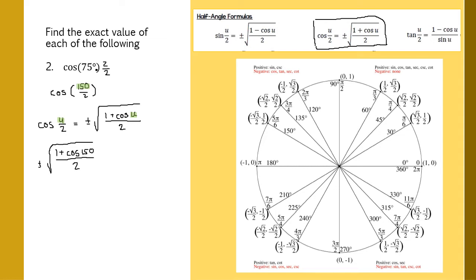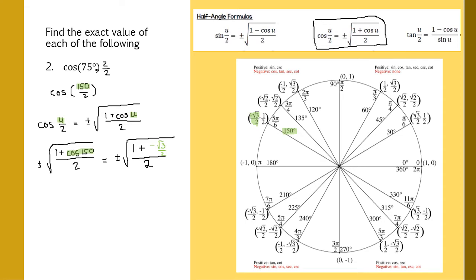So 150 degrees, that is on the unit circle. It is right here. And the cosine, or the x-coordinate of it, is negative root 3 over 2. So cosine of 150 is equivalent to negative root 3 over 2. So this becomes plus or minus the square root of 1 plus negative root 3 over 2, and then that is still all over 2.